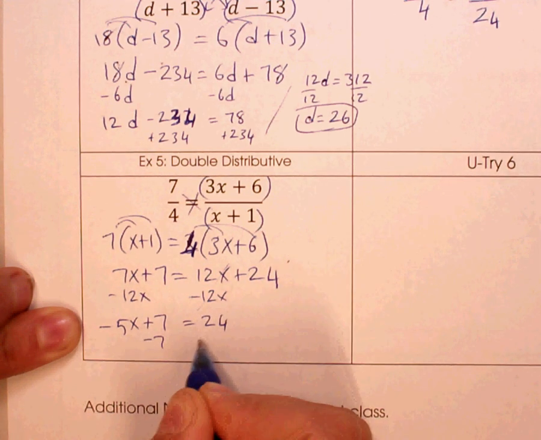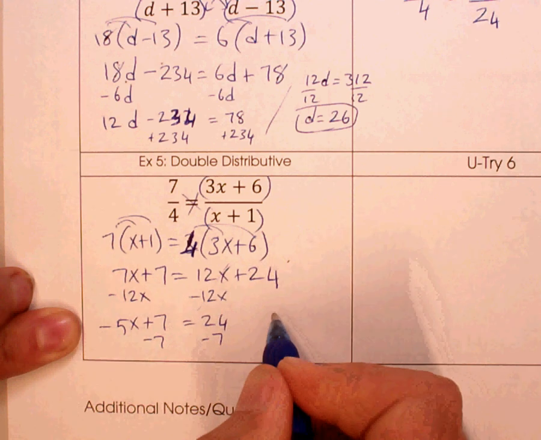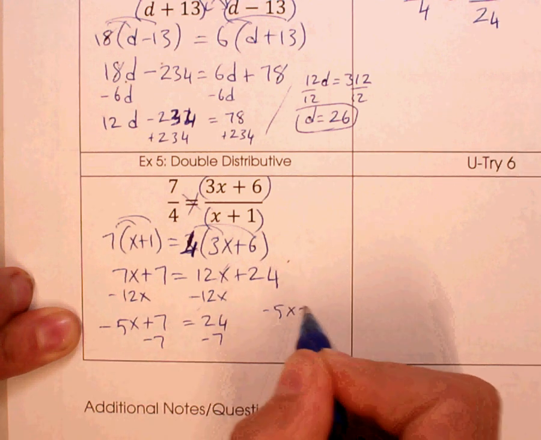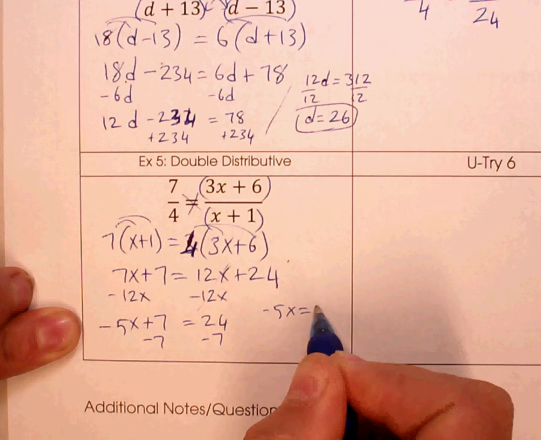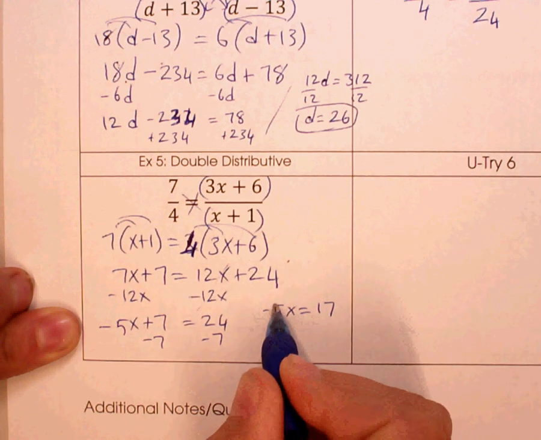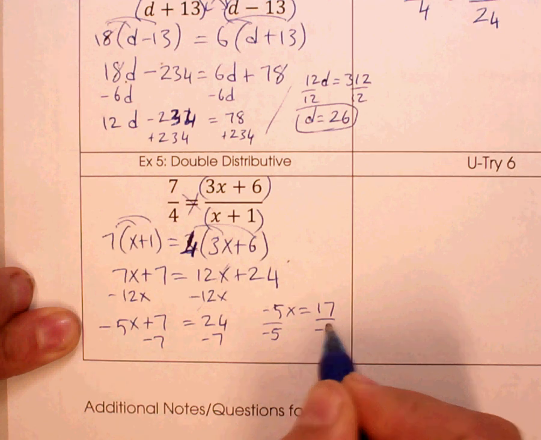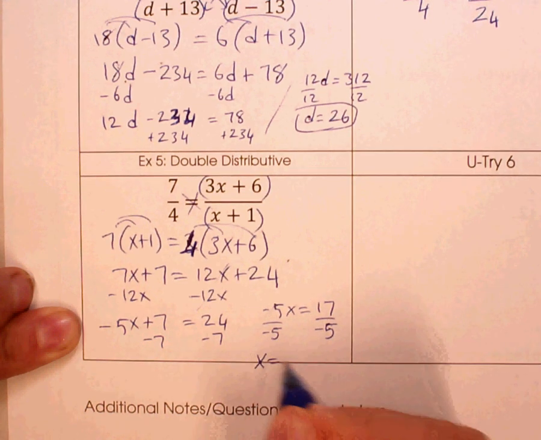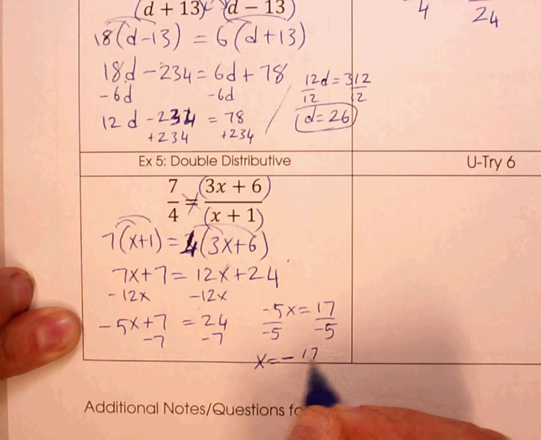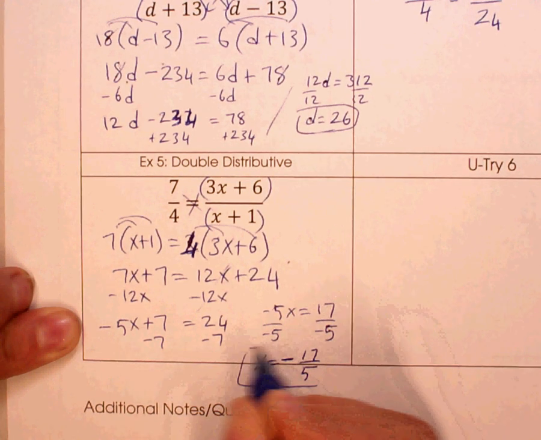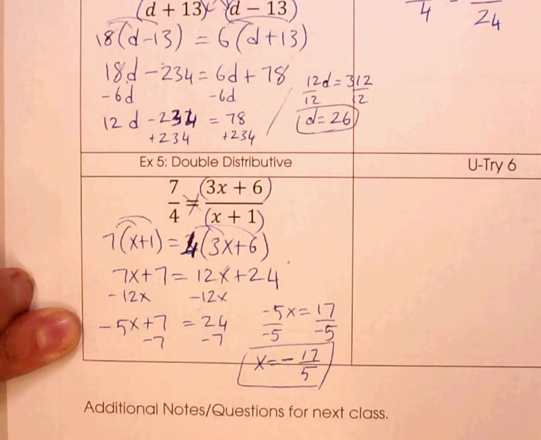If I subtract 7 from each side, we will get negative 5x is equal to 17. I want to leave the x alone. Let's divide each side by negative 5. Divide by negative 5. We will have x is equal to negative 17 over 5. Sometimes answers can be fractions as well.